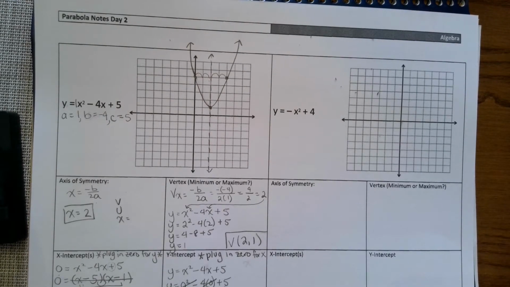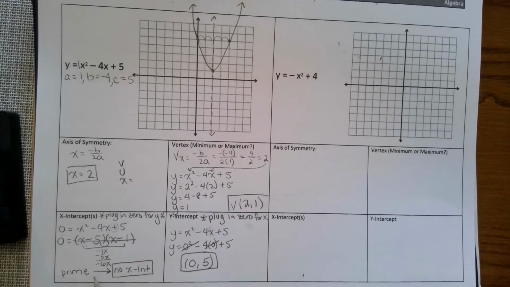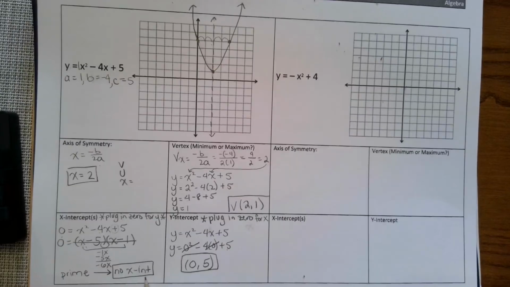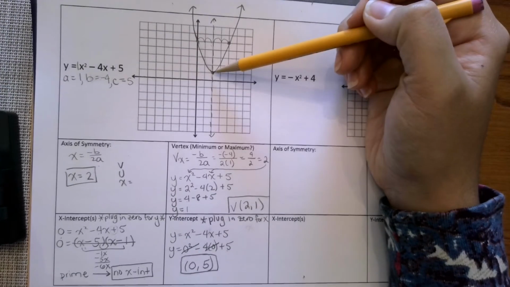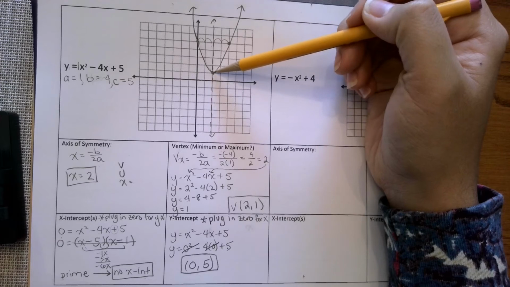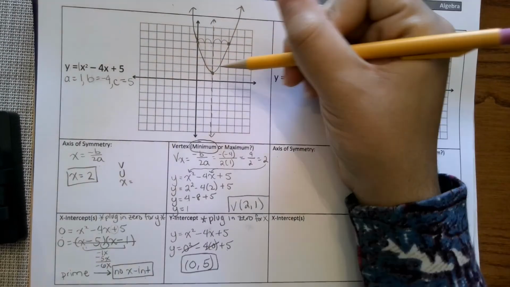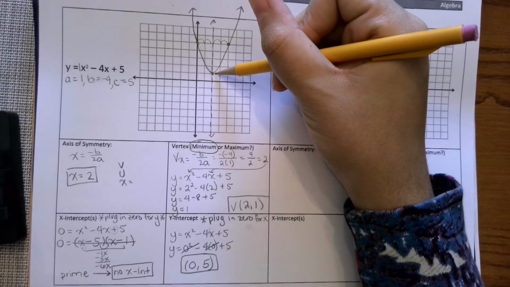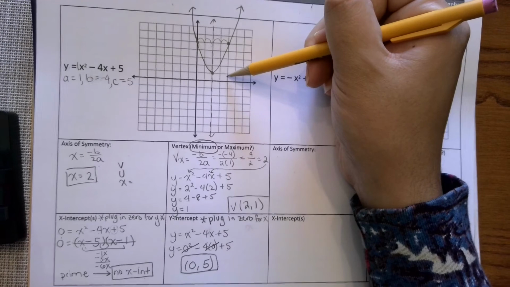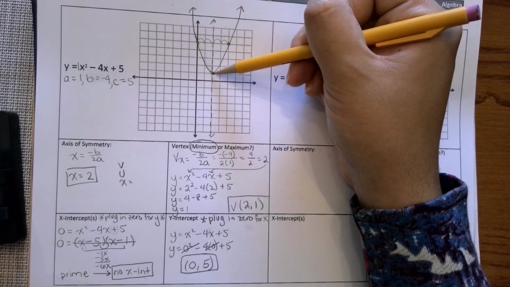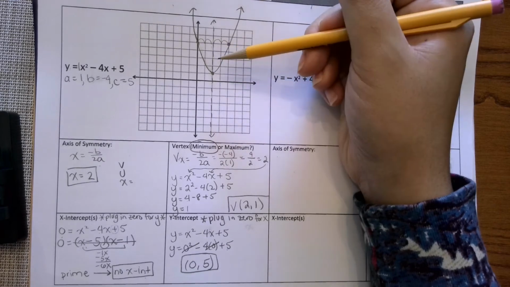Notice how we said there were no x-intercepts, right? When we tried factoring this, we got that it was prime and that there are no x-intercepts. And that's because our parabola opens up, and the vertex, the lowest point, the minimum, is above the x-axis. So this parabola is never going to intersect the x-axis because the vertex, the minimum, is above the x-axis.